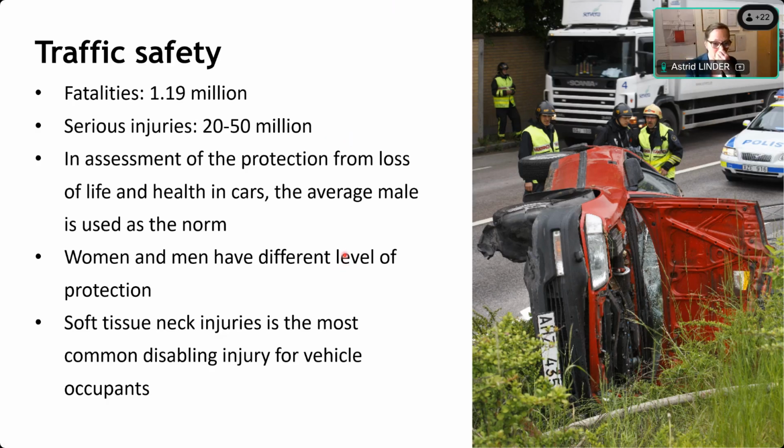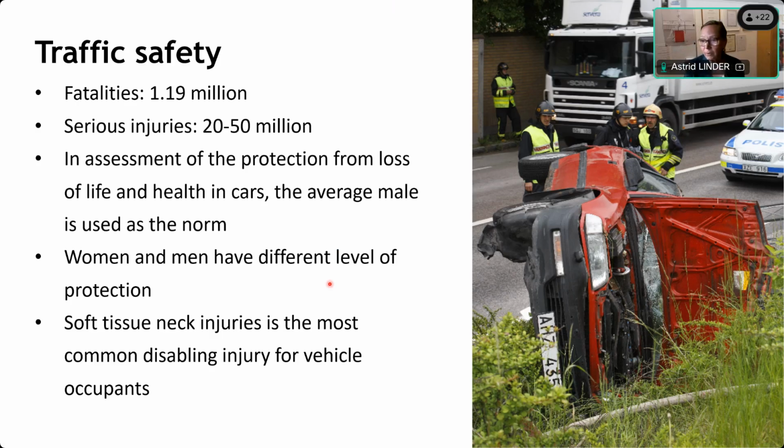In the assessment of protection, when we narrow down a little bit here to looking at the vehicle, then for the different crash configurations we use the average male as the representative of the whole population. You know that we have a small occupant in frontal and a large occupant representing the frontal crash, but in rear impacts and in side impact, we solely rely on the average male.